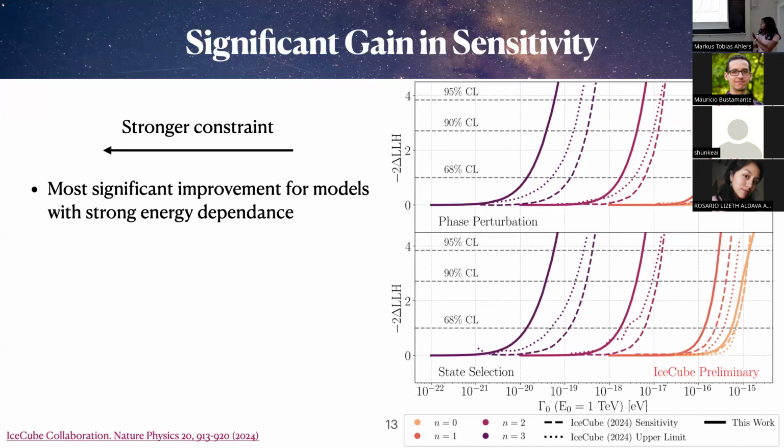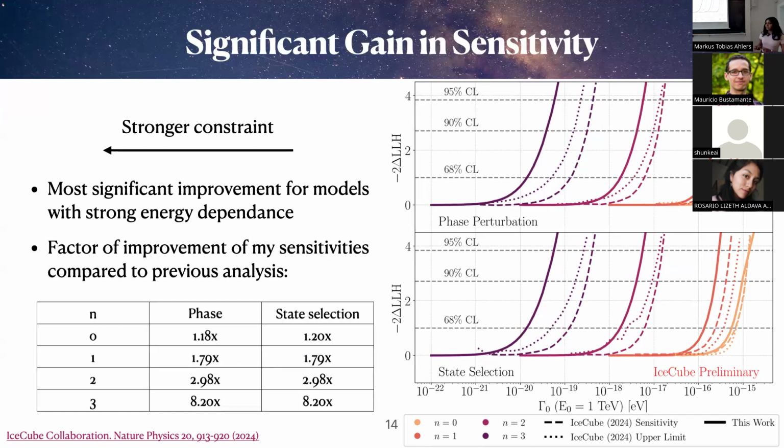And we'll also note that moving to the left on this plot indicates obtaining sensitivity to a smaller value of this decoherence parameter gamma naught. So that indicates setting a stronger constraint. And we see that we obtain the most significant improvement for models with a stronger energy dependence, namely n equals 2 and 3, which are the purple and the magenta lines here. And we can also see the factor of improvement of my sensitivities compared to the sensitivities of the prior analysis. So for n equals 0, we get about a 20% improvement in sensitivity. And that improvement increases up until n equals 3, where we get about a factor of 8 improvement.